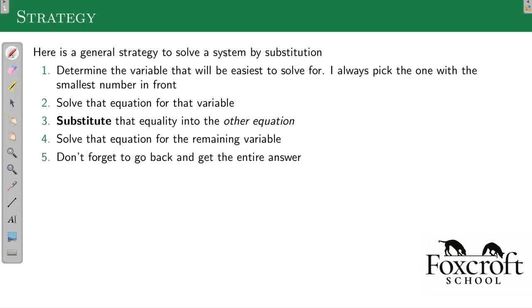Once you've identified what you're going to solve for, solve that equation for that variable. You're going to take that solution and plug it into the other equation. Just make sure you put it into the other one. If you put it back into the same one, nothing really happens. You're going to solve the equation you just made. That'll give you one answer. And then you go back and figure out the other answer.